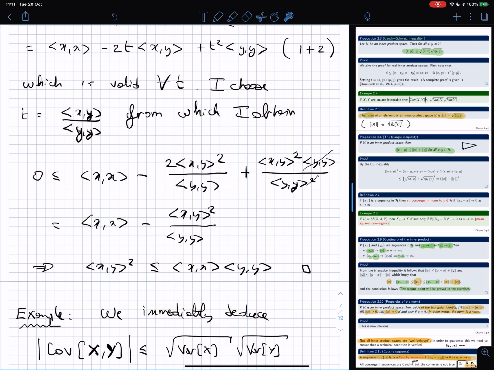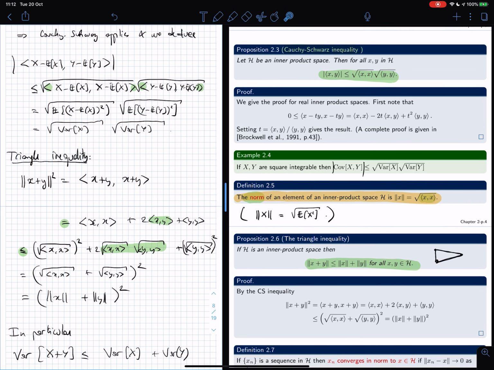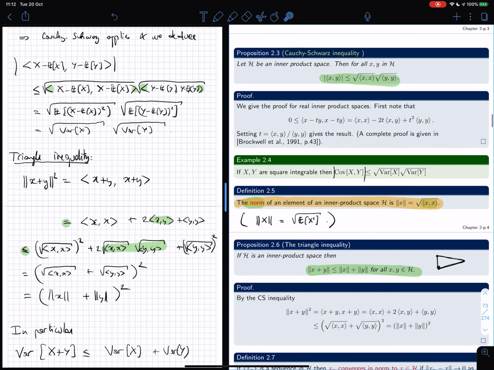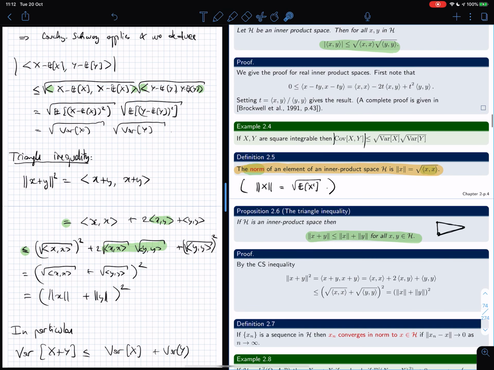Another result that we get for free is the fact that, and so we now define the norm. The norm is a notation that I should have perhaps put before. It wasn't very smart to keep it so late. But the norm of a vector is just the square root of the scalar product of x with itself. In particular, in L2, the norm of a random variable is just the square root of its second moment.